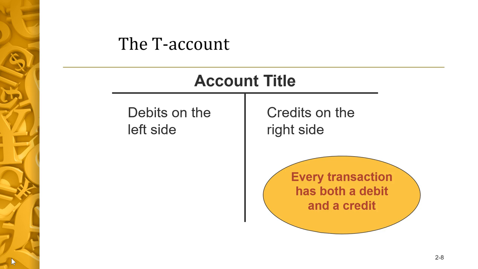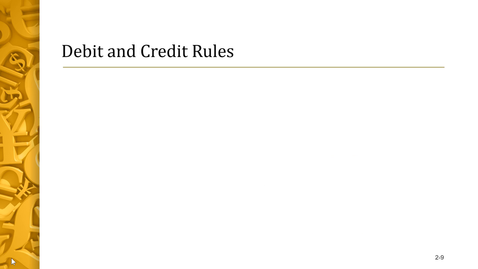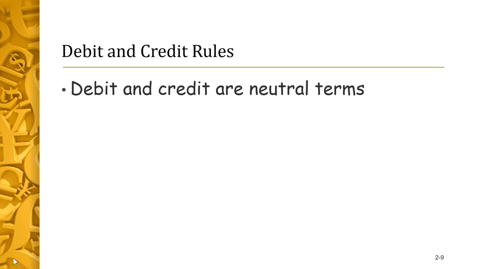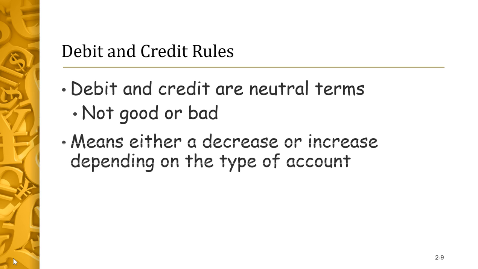Now, what are the rules of debits and credits? Well, the rules are debits and credits are neutral terms. That means they do not mean increase or decrease. Not at all. They are neutral terms, not good or bad. They mean either a decrease or increase depending on the type of account.